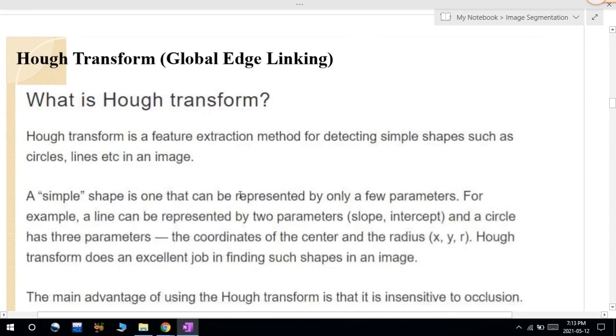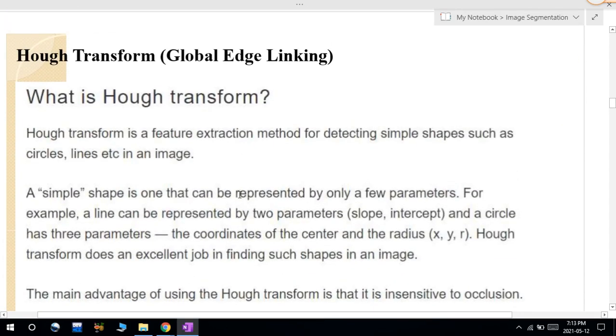In the same manner, we have one more edge linking process, called global edge linking, which is also called the Hough transform. So what is this Hough transform? The Hough transform is also global edge linking, which also tries to find edges, but it follows a special procedure. The Hough transform is a feature extraction method.